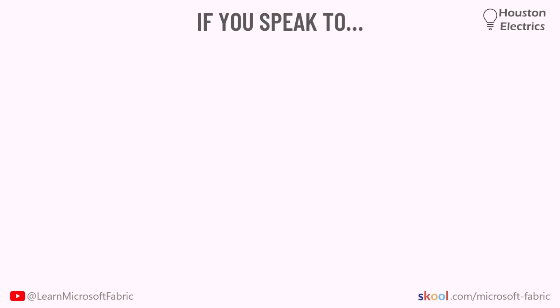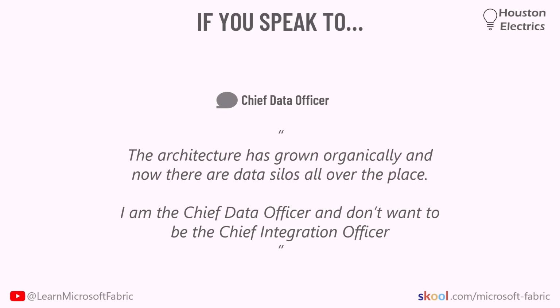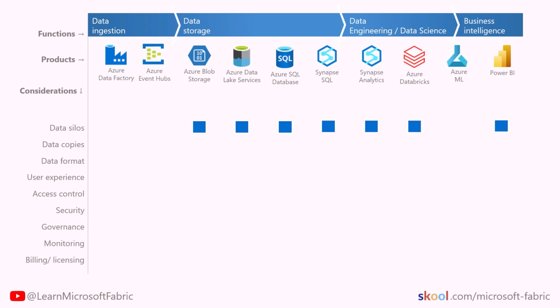So if you speak to the chief data officer, they're going to tell you that the data architecture has grown organically, and now there are data silos all over the place. "I'm the chief data officer, and I don't want to be the chief integration officer." So instead of focusing his time on how the company can generate more value from data, his role is focused on system integration, which is quite a massive headache for him and for his team and for the company. So in our visual map here, we can plot different blocks that represent all the different systems that create different data silos.